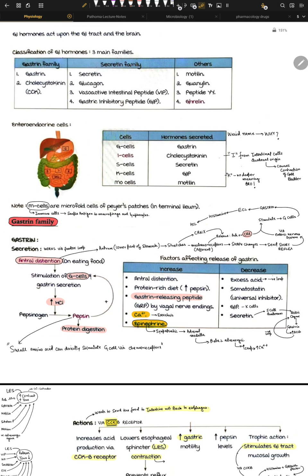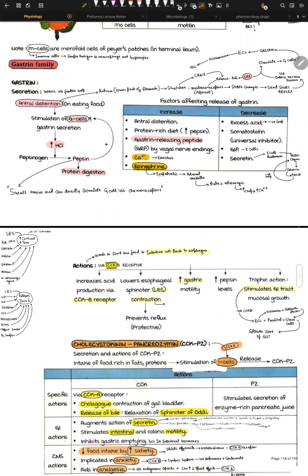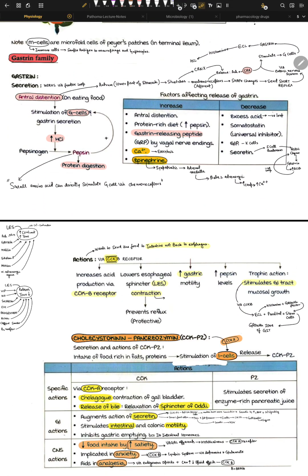Okay, we understand that. Let's talk about gastrin now. Time to discuss gastrin.